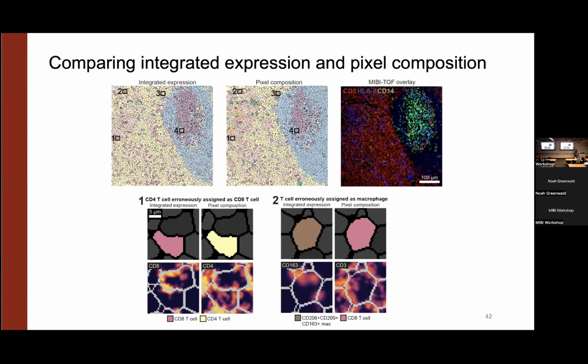And if we look at the 163 signal, we can see that there's small puncta of signal that may be from a neighboring macrophage or just sectioning weirdly, but it's not nice membranous signal as we might expect.